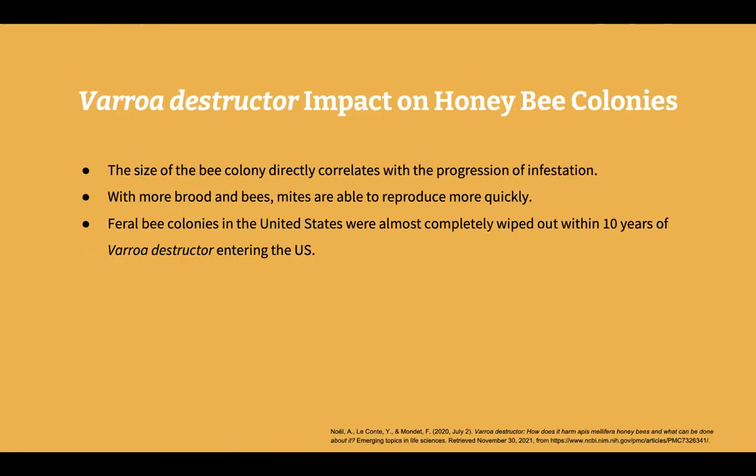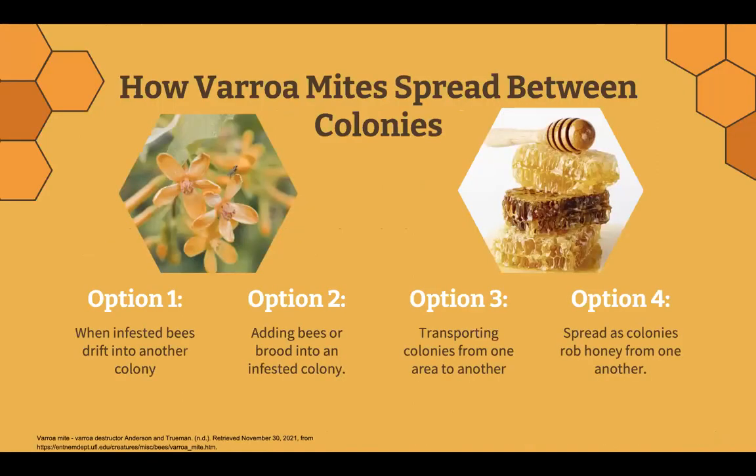Now, their impact on the honeybee colonies. The size of the bee colony directly correlates with the progression of infestation. With more brood and bees, mites are able to reproduce more quickly. Feral bee colonies in the United States were almost completely wiped out within 10 years of the Varroa destructor entering the US.